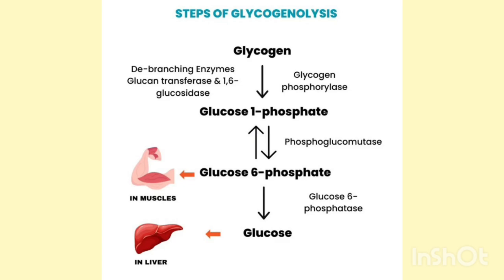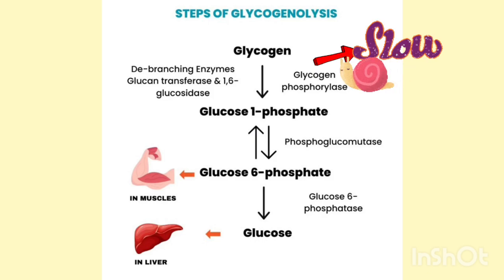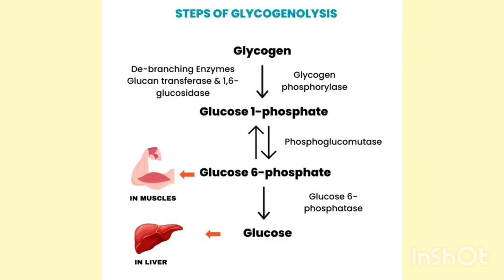The steps of glycogenolysis: glycogen is first of all acted upon by the enzyme glycogen phosphorylase, which is the rate limiting enzyme. Please, very important, rate limiting enzyme. Why is it rate limiting? Because it carries out the longest step. You understand, in terms of duration, it takes its time to break down the glycogen.